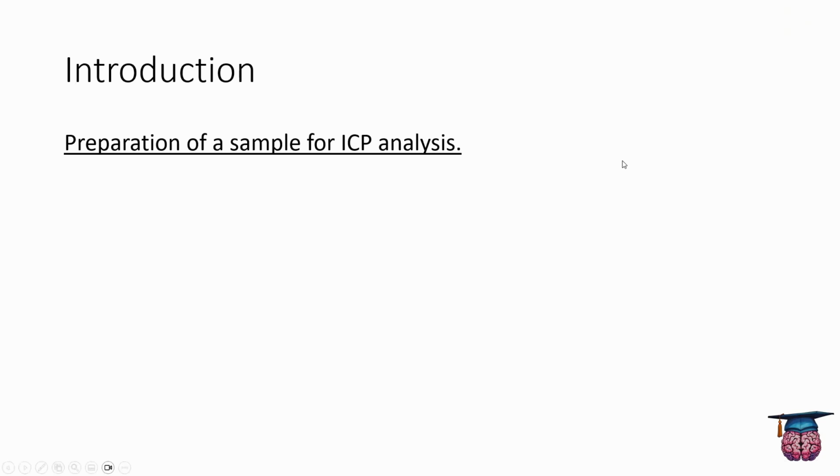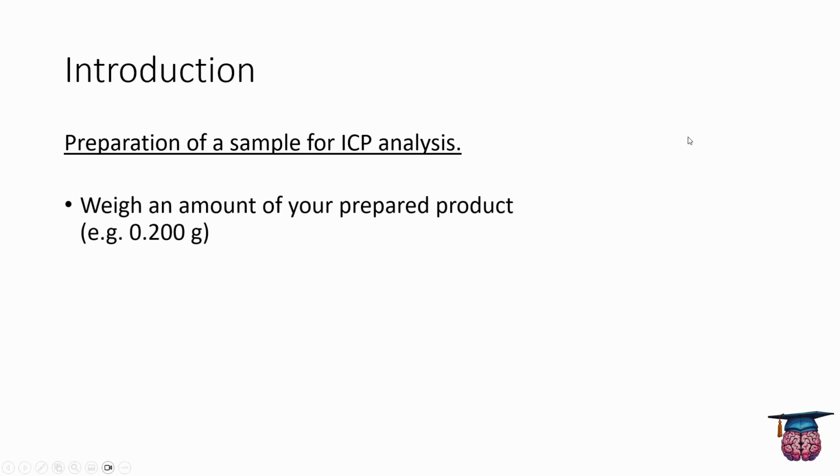Now, the very first thing that we need to do is have a look at how to prepare a sample for ICP analysis. A couple of steps are involved. Step one is we need to weigh off a specified amount of our prepared product or substance that we want to send in for analysis. This can also sometimes be referred to as your impure product.